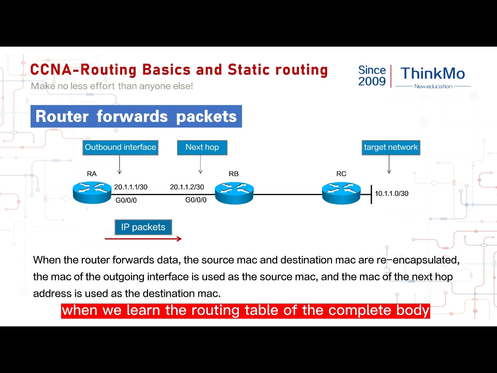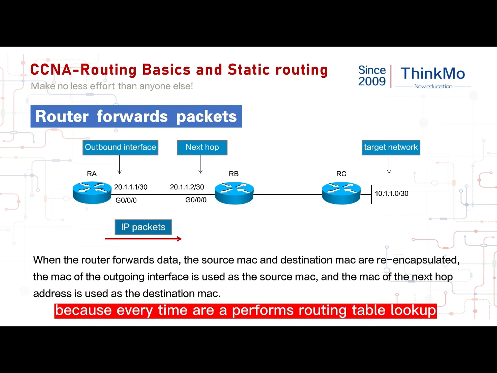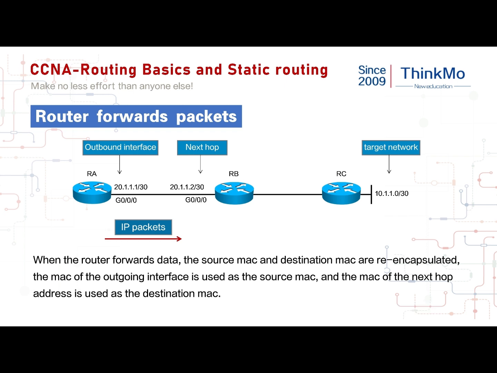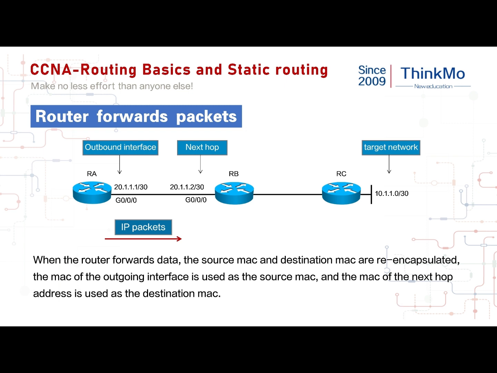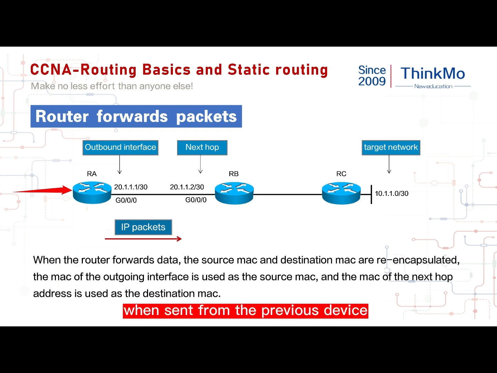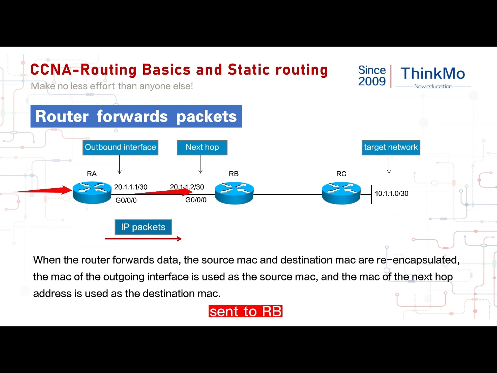When we learn the routing table, everyone should understand. Because every time RA performs a routing table lookup, it will see what the outgoing interface on the device is. Now after this route is forwarded, the data is sent to the next device. Before arriving, when sent from the previous device, the next hop address is the address of the left interface of the router. The device forwards this data, sent to RB.